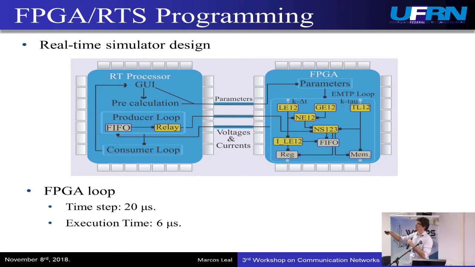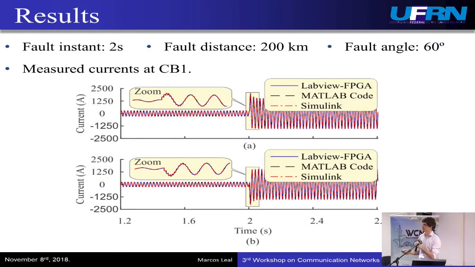So we have a step of computing the current source, depending on historical currents, and also the voltage computation at the bars, and the updating of the current sources. On the FPGA, the time step chosen was 20 microseconds, and the execution time that the FPGA takes to compute the power system was 6 microseconds. So we can reduce the time step further, to a value closer to 6 microseconds, or we can choose a greater time step and model more complex power systems.